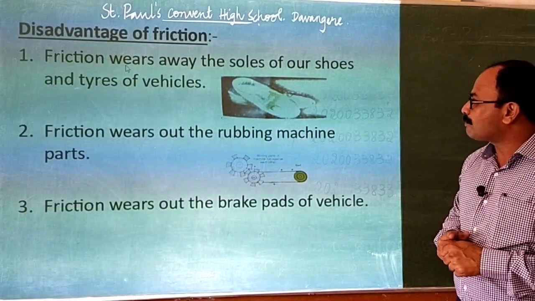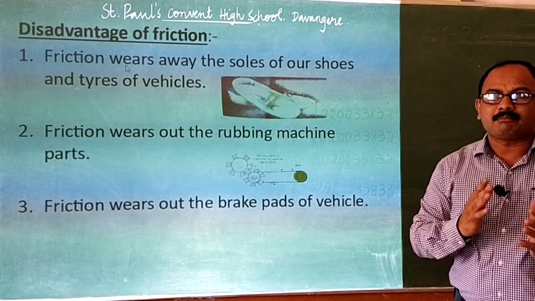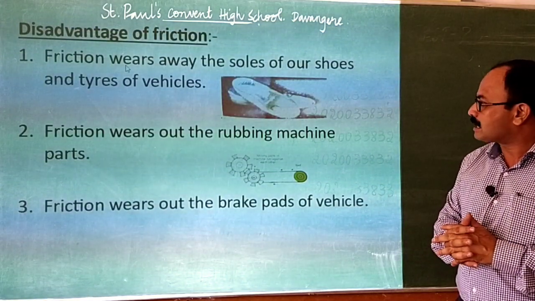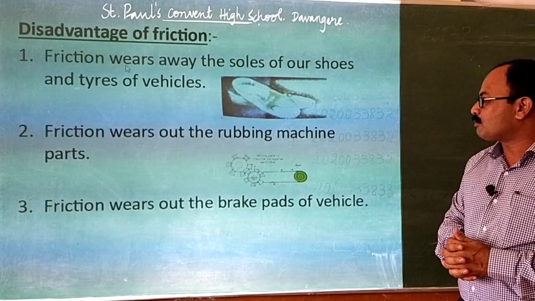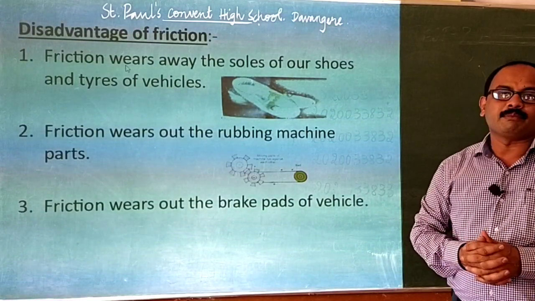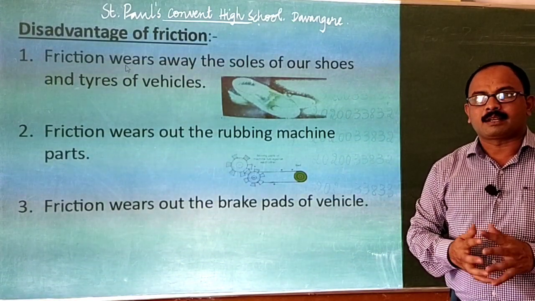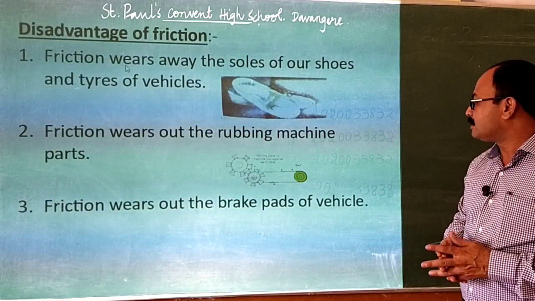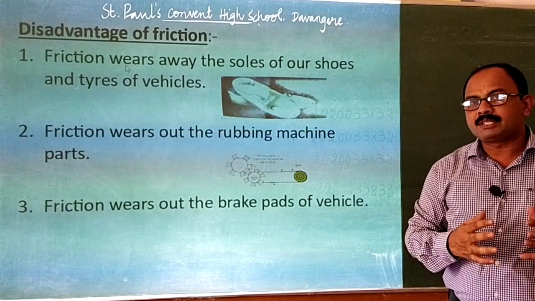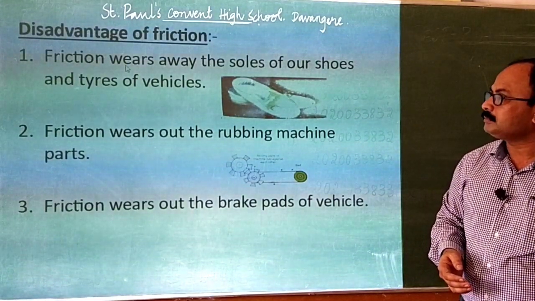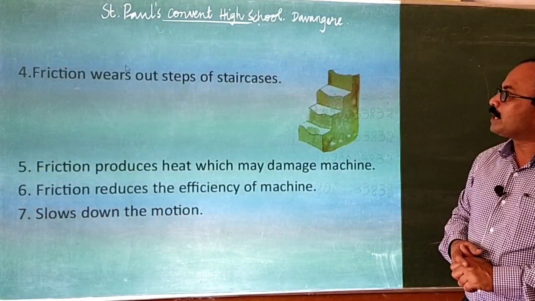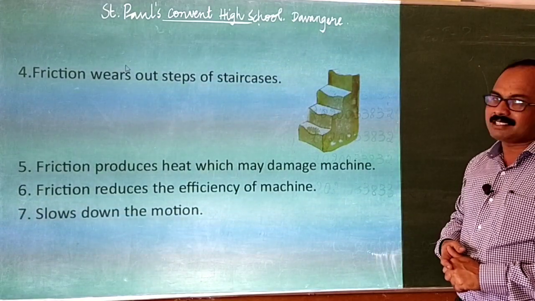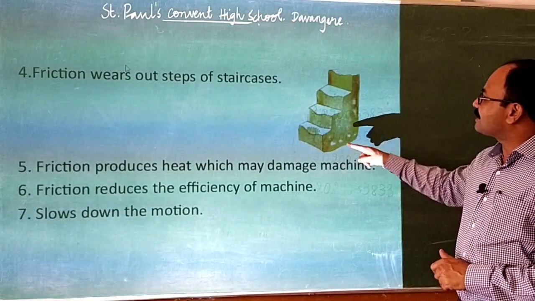Friction wears out the rubbing machine parts. The machine parts get rubbed away. The third one, friction wears out the brake pads of the vehicles. With continuous use of the vehicle, after a few months, the brake pads have to be changed. Friction wears out the steps of staircases. See the steps of the staircases.